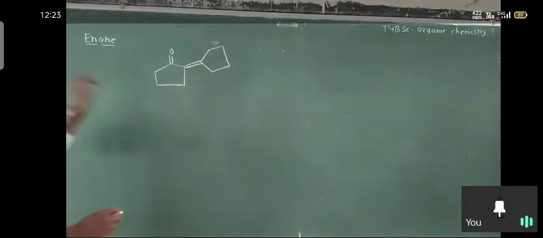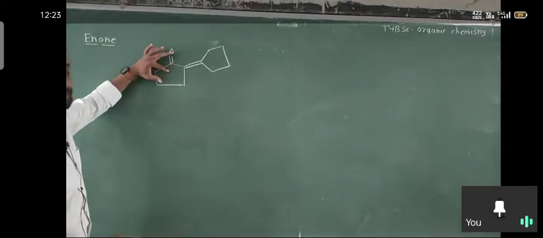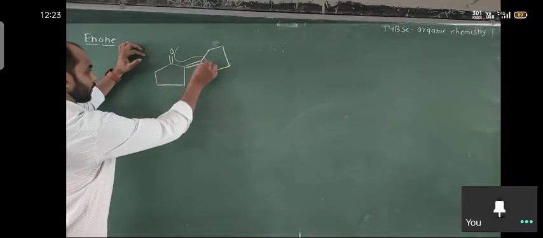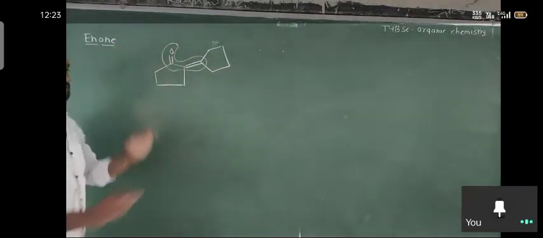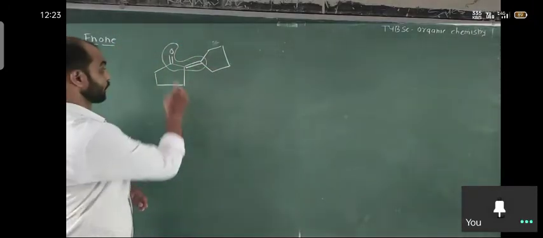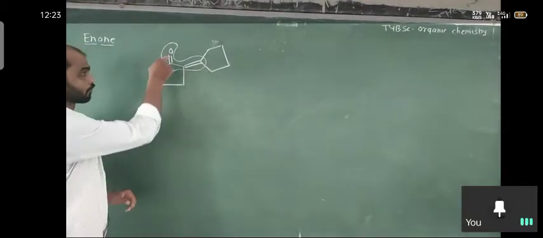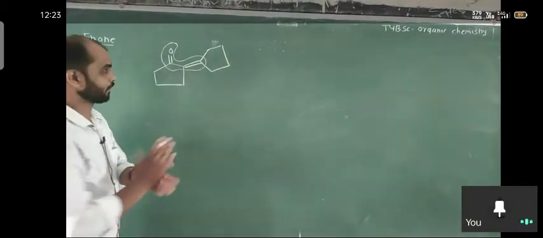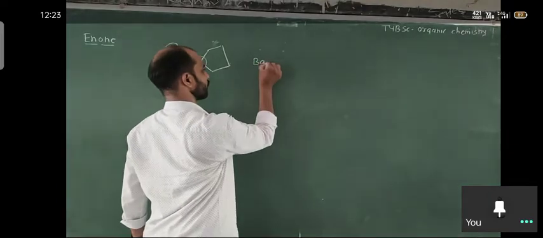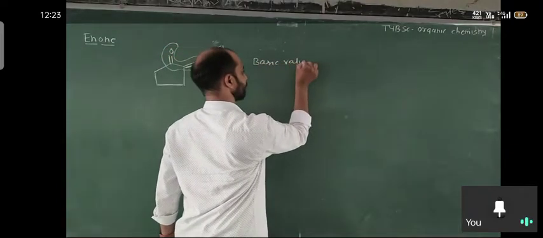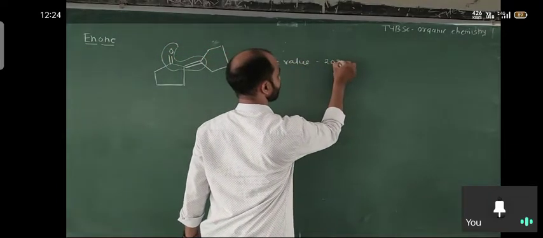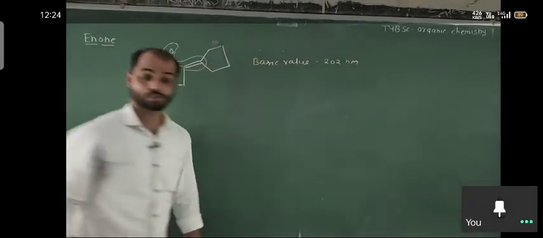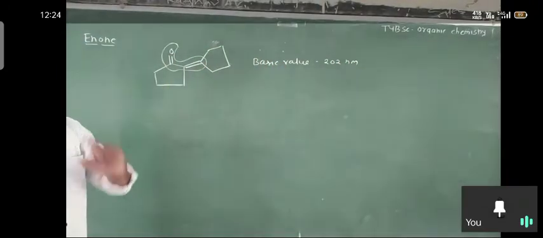Okay, so another example is there is a 5-member ring. So this is the enone. This is the basic enone. Okay, but the ring is 5-member. Carbon is the part of a 5-member ring. So the basic value is 202 nanometer. How much do we take? We take 202 nanometer for the 5-member ring.